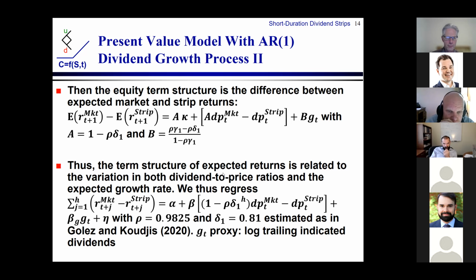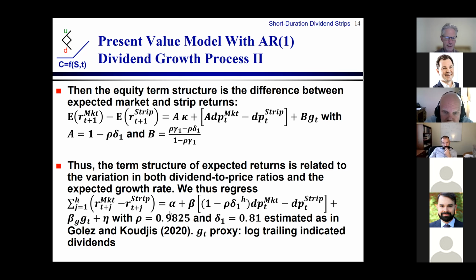This is enough structure that we can actually now run a regression. We're running a regression based on the return on the market minus the return on the strip. And we're doing that for different holding periods. We can do that for 1 month. We can do that for 1 year. We can do that for 60 months. We are trying it for all these values and see what is happening.